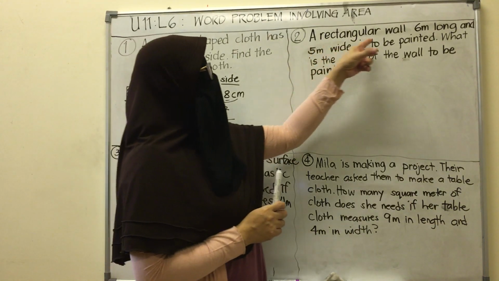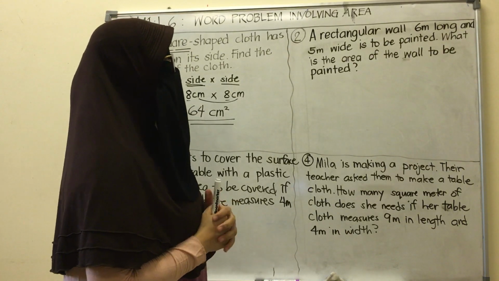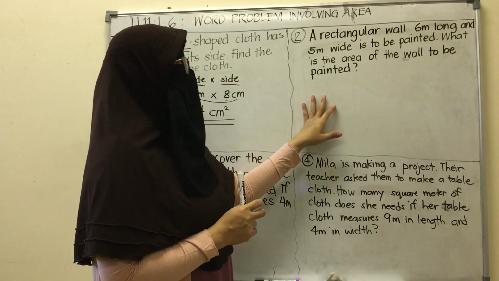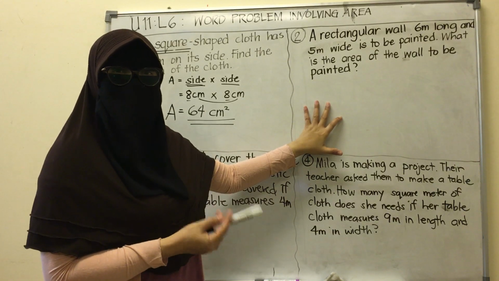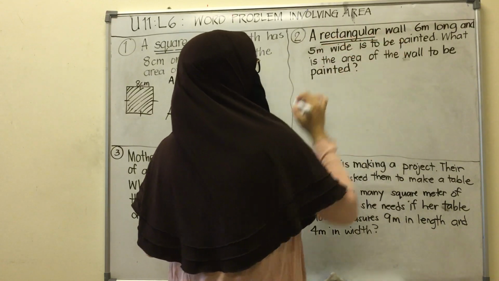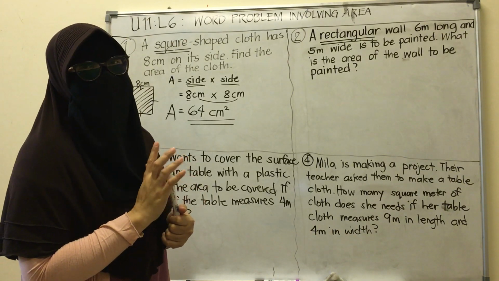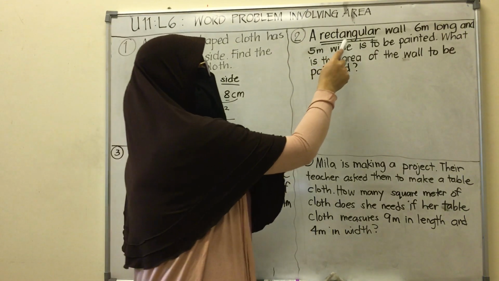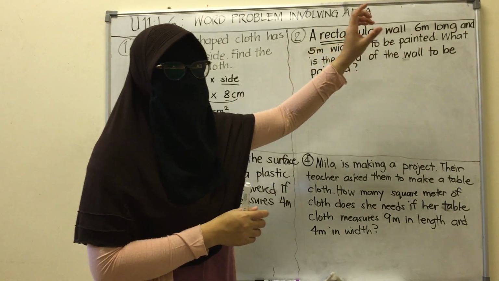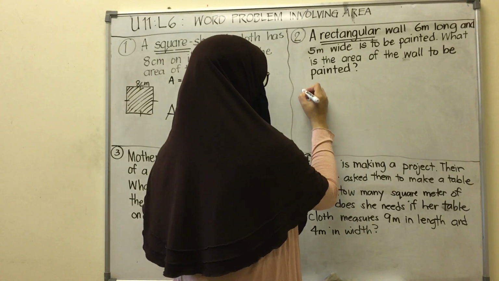A rectangular wall 6 meters long and 5 meters wide is to be painted. What is the area of the wall to be painted? Now, what is our clue here? We need to decide whether it's a square or a rectangle, and it's very visible that question number 2 is all about the area of a rectangle, because it says rectangular. This is our clue, a rectangular wall. So we're going to find the area of a rectangle. Let's draw first.